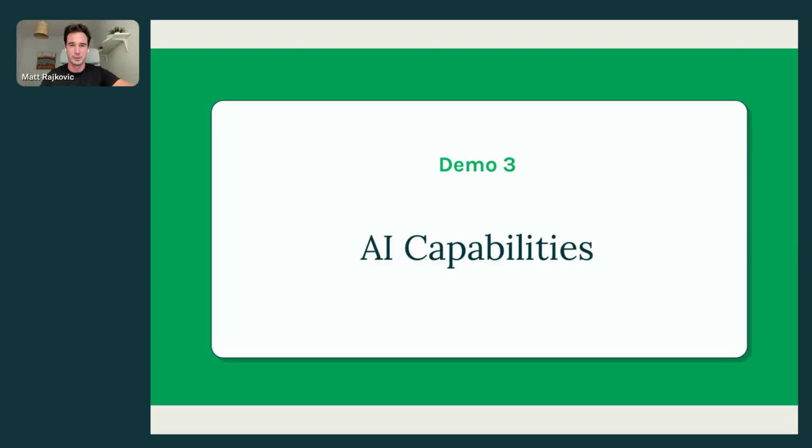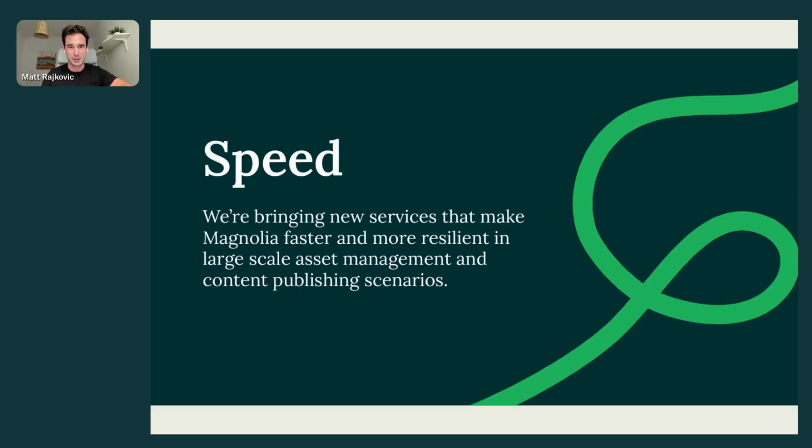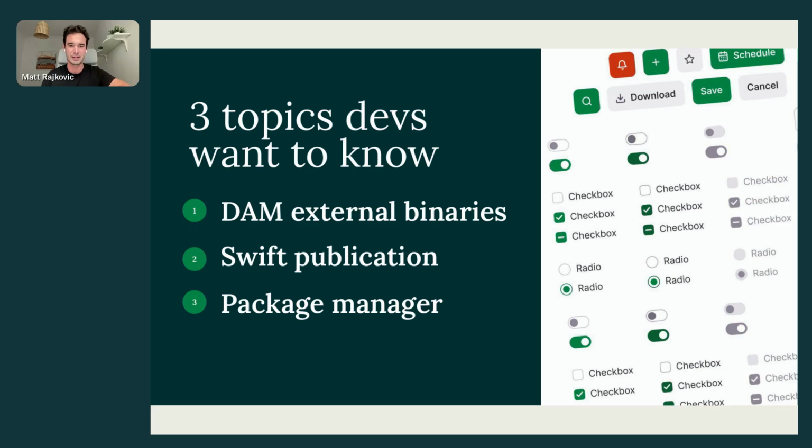Excellent. Cool. So the next topic we have online is actually performance at scale. Of course, everybody wants to make things happen faster and better and more performant. So when we talk about speed, with 6.4 we are bringing more services that make Magnolia faster, and also more tools that make large setups especially performant. What is important to know for you around those three topics: we are going to jump into DAM external binaries, Swift publication, and package manager.